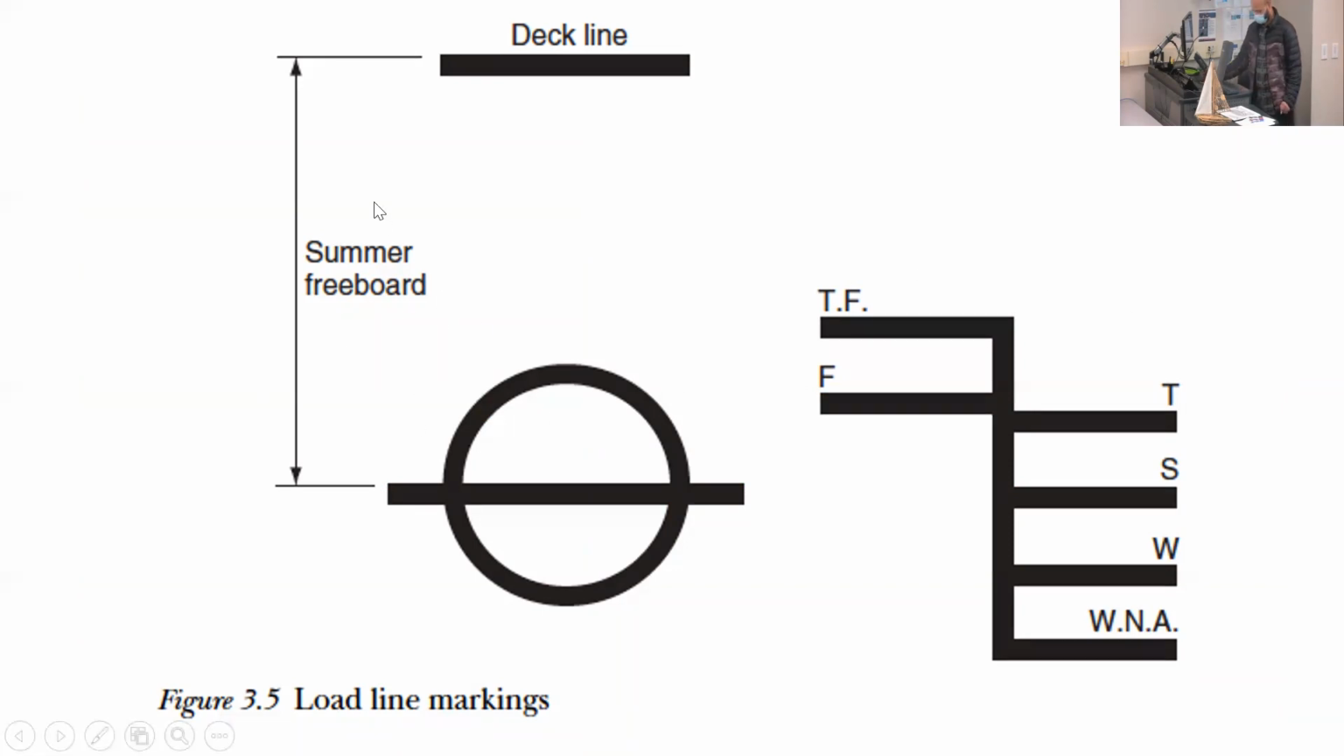So a few more terms. Deck line is basically once your water level rises above the deck line, you're flooded. So you never want to go over that. Freeboard is a term you use to describe the distance from the deck line to the water line. Okay, so this is the summer freeboard. You see the summer water line would be here. The tropical freshwater freeboard would be this much. Okay.